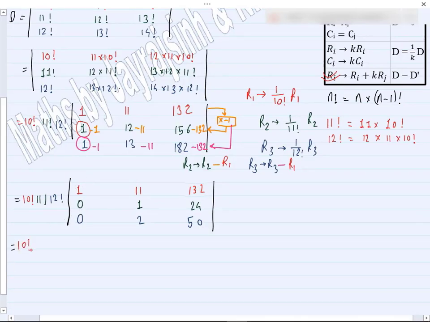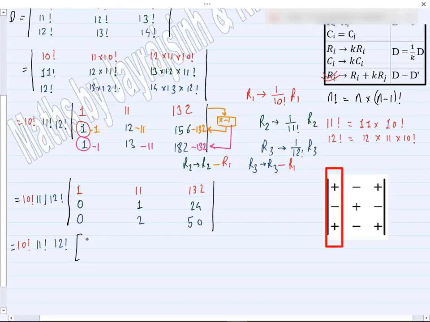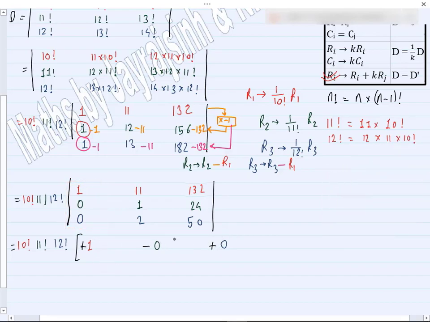Our 10 factorial, 11 factorial and 12 factorial will be as it is. The signs of the first column are plus, minus and plus. The elements are 1, 0 and 0 respectively. We don't have to worry about these two zeros and their minus, because 0 into anything will be 0. So the minor of the 1 can be obtained by eliminating the first row and first column.